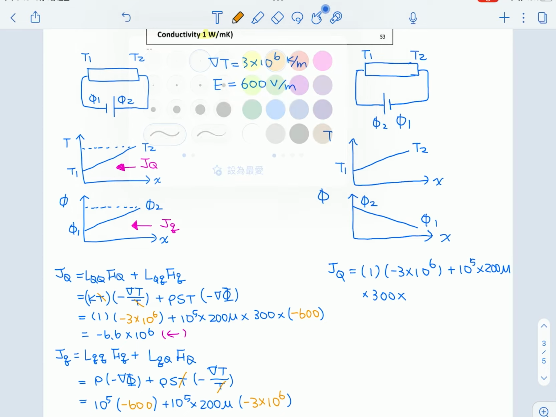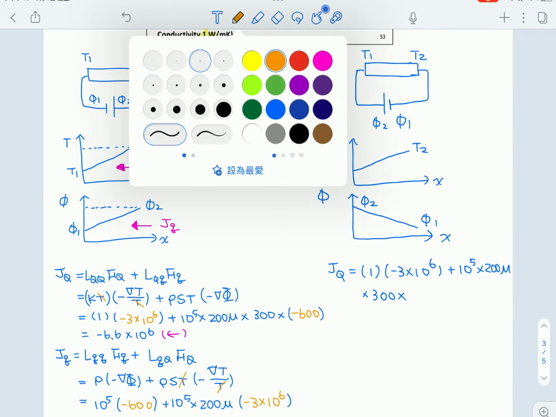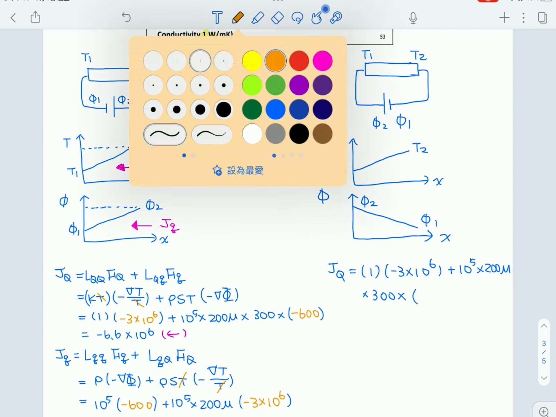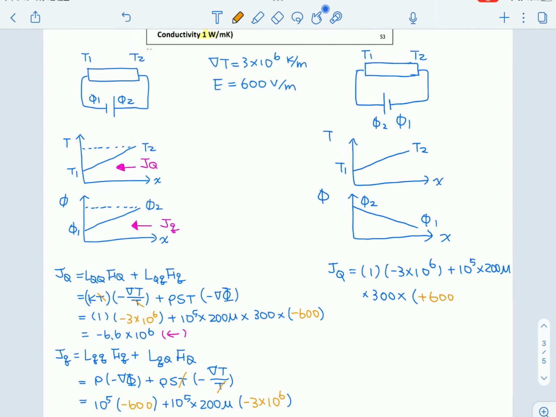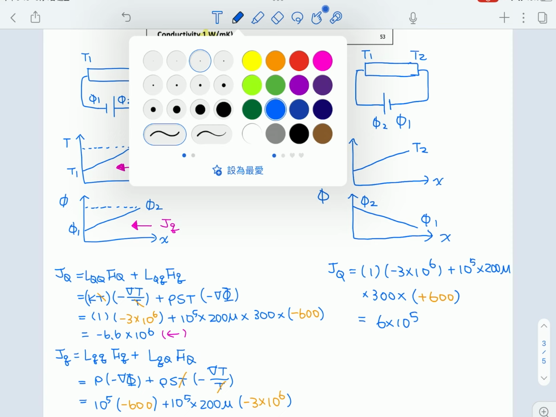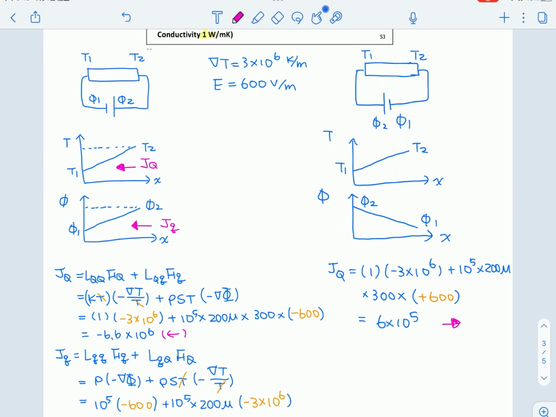Because you switch the, sorry, so the direction should be positive, right? 600. Why is it positive? Because phi1 minus phi2 is negative. And a negative electrical potential gradient, negative becomes positive. Okay, so the result here will be 6 times 10 to 5. And this is positive. So the direction goes to the right-handed side. So in this case, the heat flux goes this way.